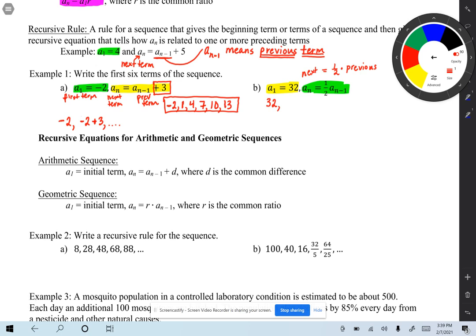So 32 is the first term. The next one would be 1/2 times that. So 1/2 times 32 is 16. The next one is 1/2 times 16, which is 8. 1/2 times 8 is 4. 1/2 times 4 is 2. And 1/2 times 2 is 1. And there's our 6 terms.